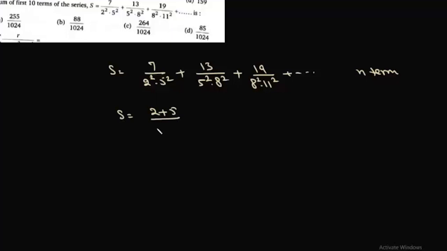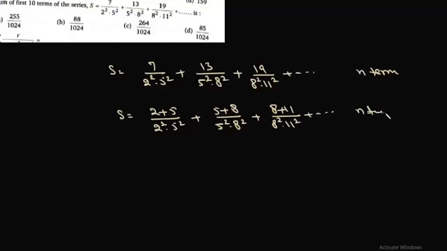Now we can write this series S as, 7 is 2 plus 5, so it will be 2 plus 5 upon 2 square into 5 square. 13 is 5 plus 8, so it will be 5 plus 8 upon 5 square, 8 square. This is 8 plus 11 upon 8 square into 11 square, up to n terms.